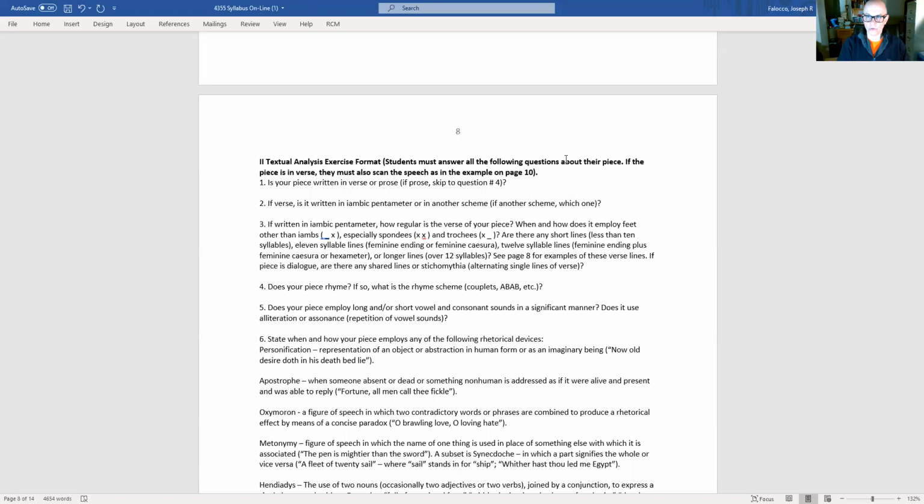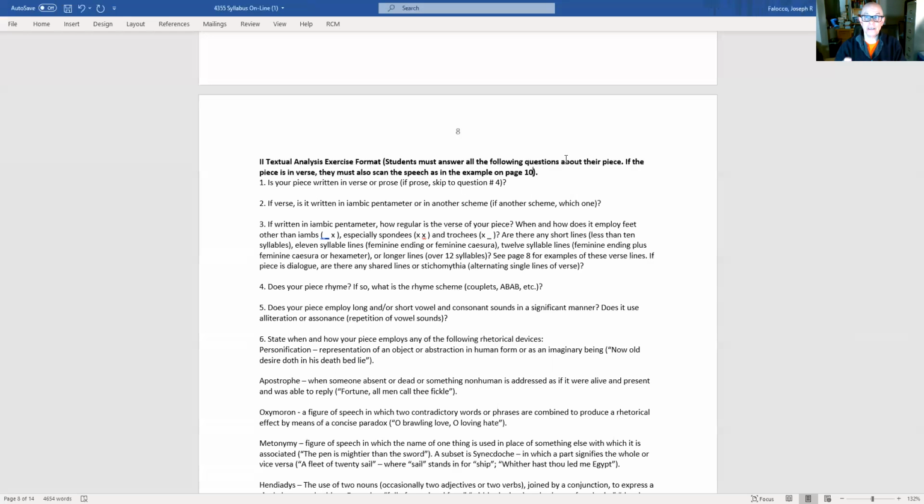Whether something is verse or prose can be answered almost immediately in most cases. When a piece is written in verse, the first word in each line begins with a capital letter, regardless of punctuation.